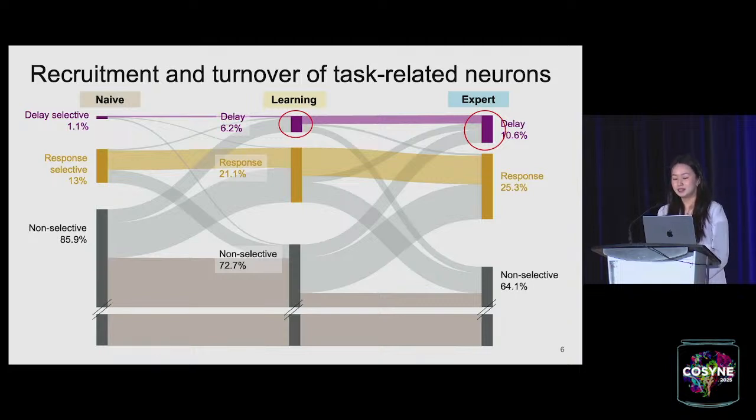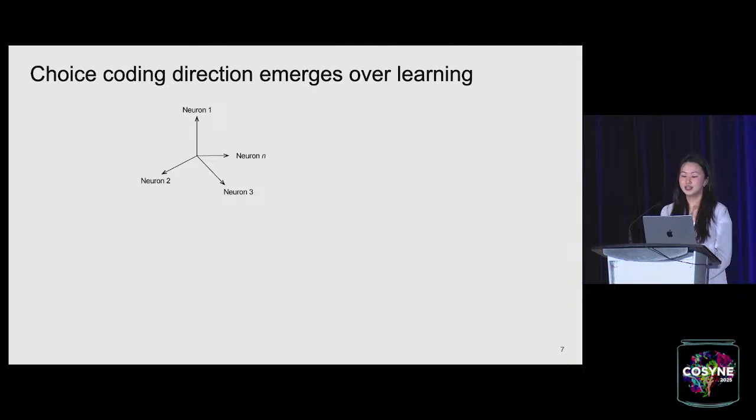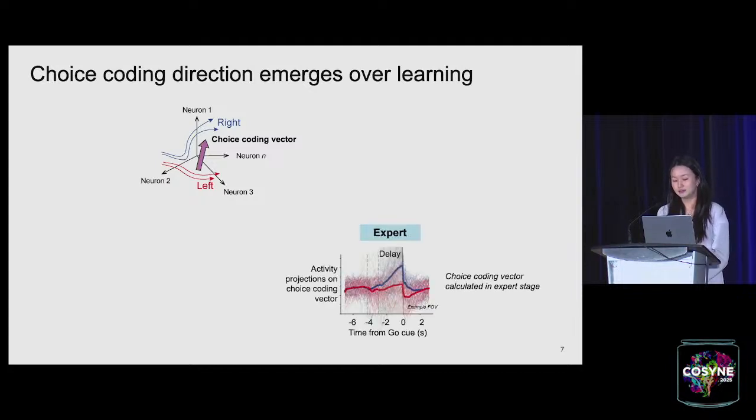To look at the impact of these single neuron changes on population information coding, we turn to a high-dimensional approach. So consider an activity space where every dimension corresponds to one neuron. In this space, lick right and lick left trials are distinct trajectories. We can find the choice coding vector by maximally separating these traces at the end of the delay. If we project the trial-wise activity onto this choice vector, we get the following figure.